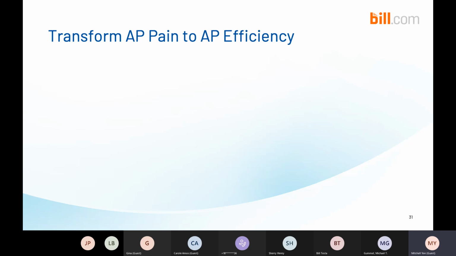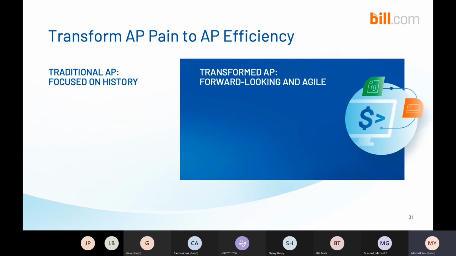With your AP process running smoothly, automated and paperless, you'll gain something that your customers love. You'll be able to spend your time on your core mission instead of chasing down paper checks and approvers. And what this really means, as we take a look at this again, is transforming AP that's focused on history into AP that's forward-looking and agile. And as we come to the end of this, we'll have a couple more poll questions and then we'll open up for Q&A.